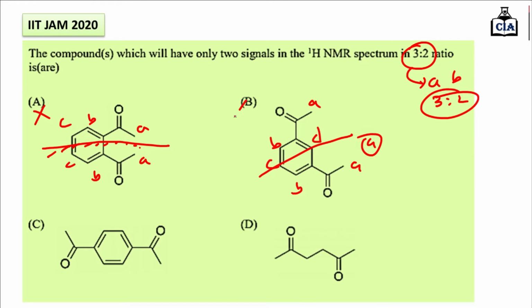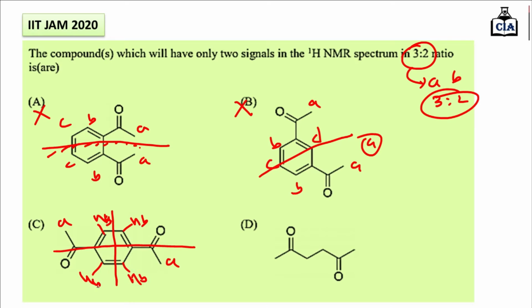So this is also a wrong option because we have just 2 types of protons. Now in option C, if you calculate, here is the plane of symmetry. There are 2 types of plane of symmetry. So here is the A type of proton, and all these 4 atoms will have a similar chemical environment. So all these hydrogens will be of a similar type, and this is the B type of proton.